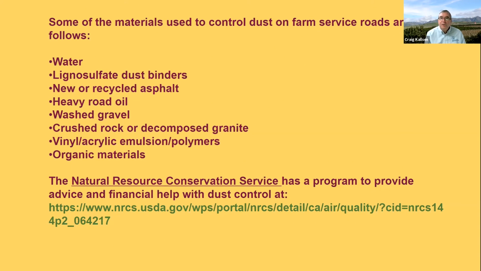Some of the materials used to control dust on farm service roads are as follows. We've got water. During harvest, water is a great thing. It really keeps the dust down. There are lignosulfate dust binders, newer recycled asphalt, heavy road oil, washed gravel, crushed rock or decomposed granite. We see a lot of decomposed granite being used in Kern County. You can use vinyl acrylic emulsions, polymers. There's organic material. Some people have even used hulls from almonds.